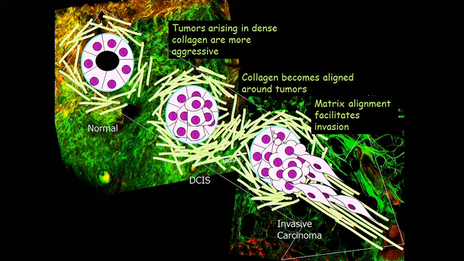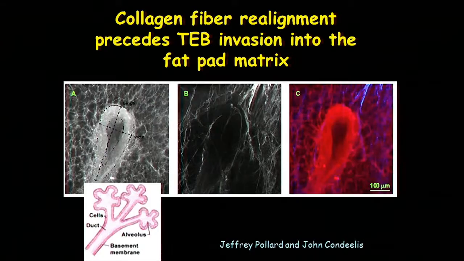All right, so to summarize, tumors arise in dense collagen, and they are more aggressive. The collagen becomes aligned around tumors, and that alignment facilitates invasion. What's really cool about this is that in cancer, almost everything is a co-option of something that is in place for good, normal reasons. So the wound healing response that I'm going to show you in a moment is co-opted here. But part of the reason for this is part of a normal developmental process, we think.